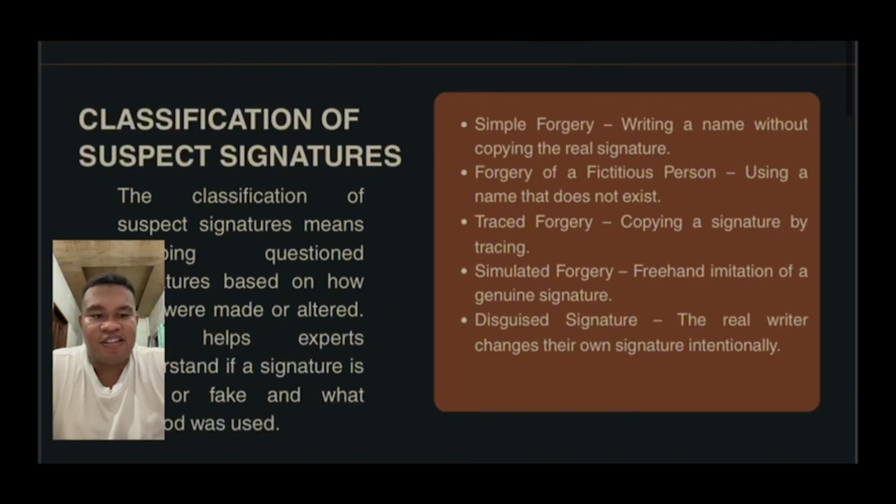The classification of suspect signatures means grouping questioned signatures based on how they were made or altered. This may help experts understand if a signature is real or forged, and what method has been used. For example, a simple forgery. A simple forgery is usually the easiest to detect because it doesn't match the real style of the signature.